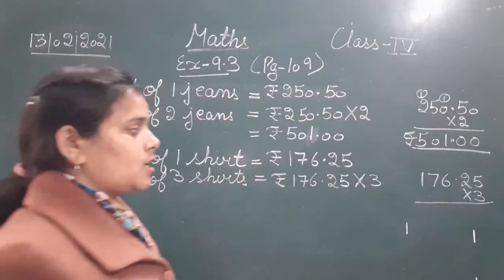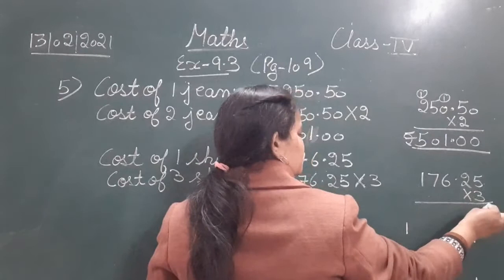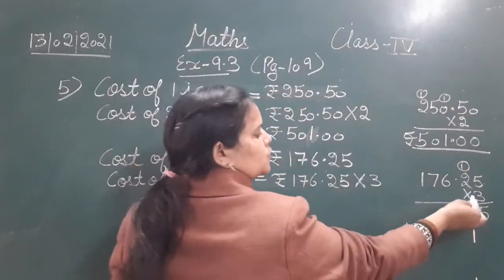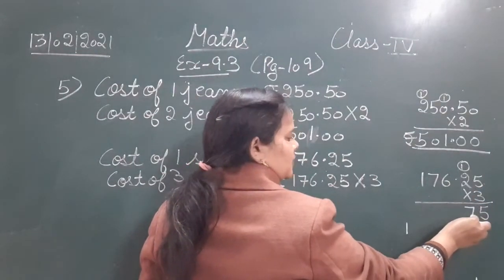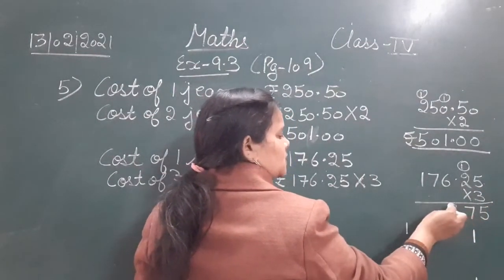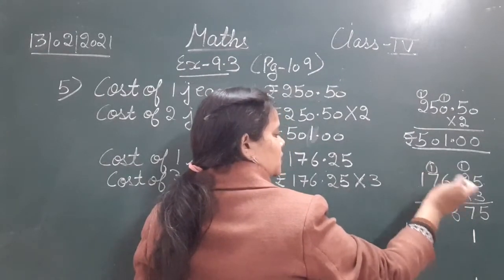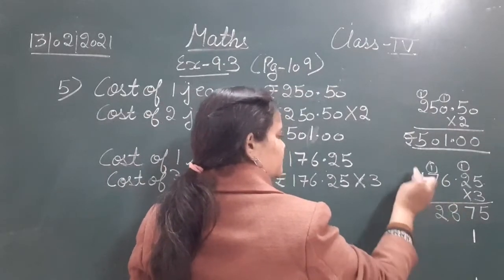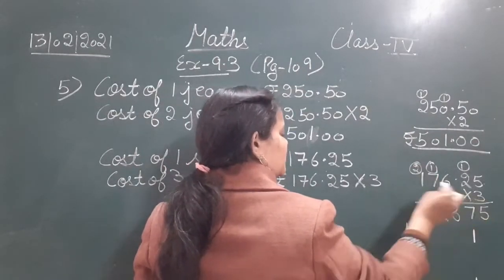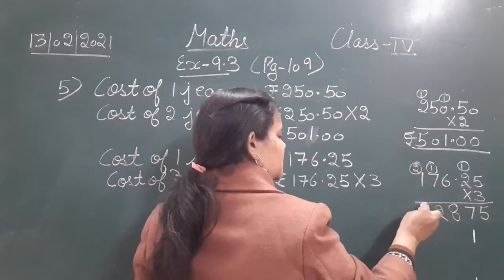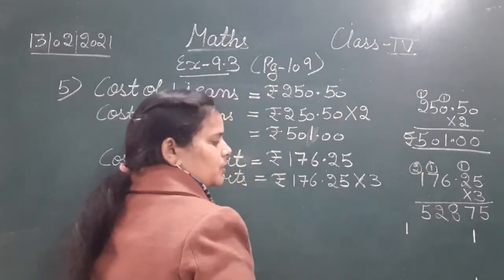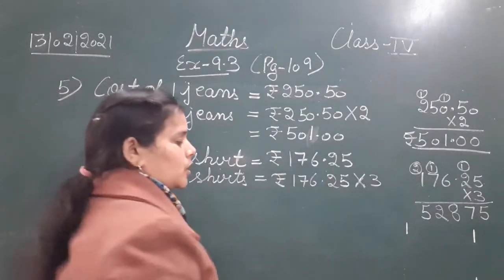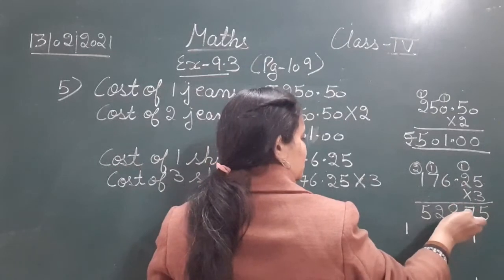So 3 5s are 15, 5, 1 will be carried here. 3 2s are 6 plus 1, that is 7. 3 6s are 18, 8, 1. 3 7s are 21 plus 1, that is 22. 3 1s are 3, 4, 5, that is 5. Now put the decimal. In the question we have 2 digits after the decimal, so after leaving the 2 digits at the back, we will put the decimal here.